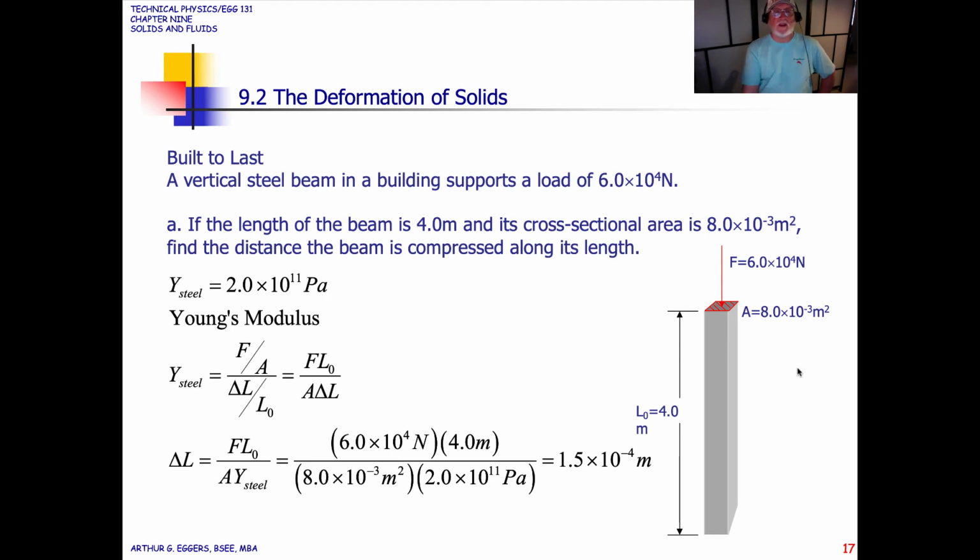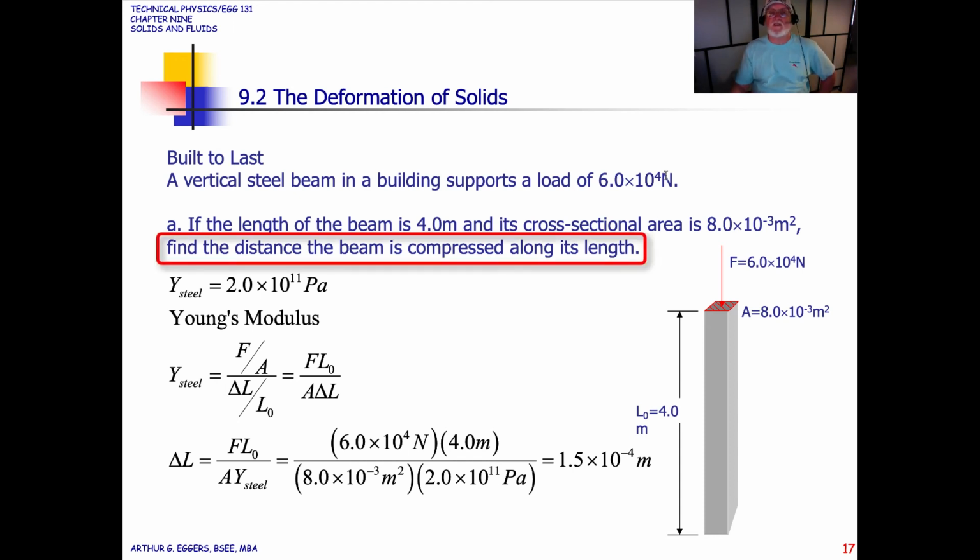So we could take a quick look at an example here. A vertical steel beam in a building supports a load of 6 times 10 to the 4th newtons. If the length of the beam is 4 meters and its cross-sectional area is 8 times 10 to the minus 3 meters squared, find the distance the beam is compressed along its length. Okay, so we've got it all laid out here, all our dimensions, all of our information here.